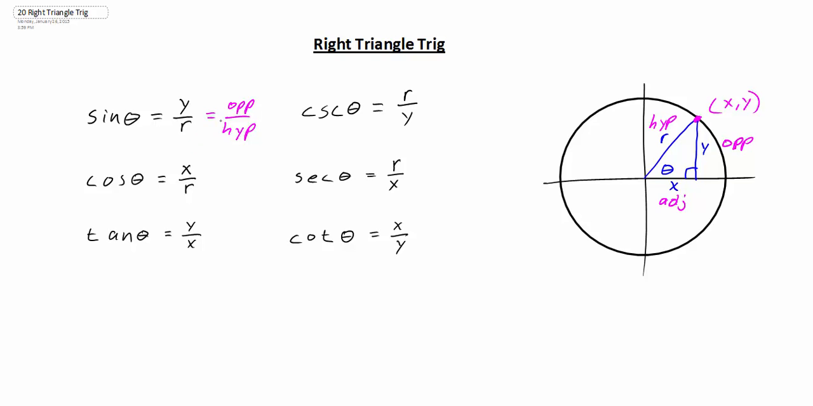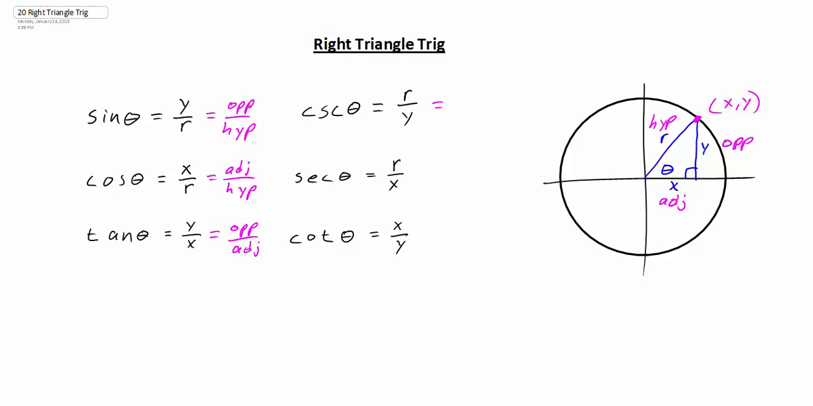Other than that, this is the exact same thing we did before with y over r. We're just calling the y side the opposite of our angle, and the r is representing the hypotenuse of the right triangle. So for the cosine, which is x over r, we could define that as the adjacent side over the hypotenuse. And for the tangent function, instead of saying y over x, we could say opposite divided by the adjacent side. And then of course the other three are just going to be the reciprocals.